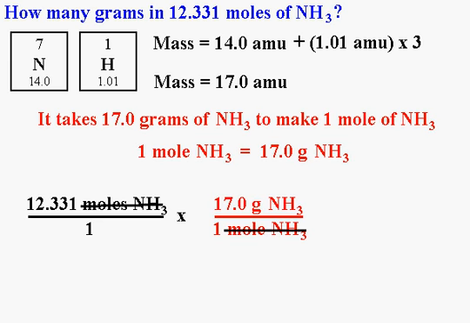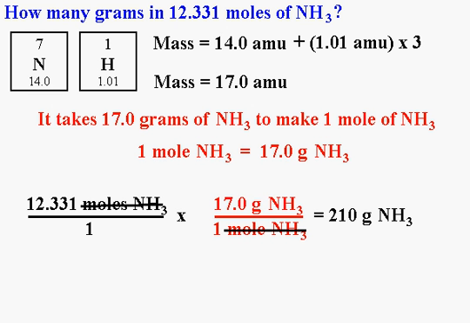The moles cancel, and I'm left with 209.627 grams of NH3. Now that's way too precise, so we have to figure out significant figures here. 12.331 has 4 significant figures. 17.0 has 3. So my answer can have only 3. So I'm going to have to drop that 627. Problem is I'm dropping a 6, so I have to round up. So the answer is 210 grams of NH3.